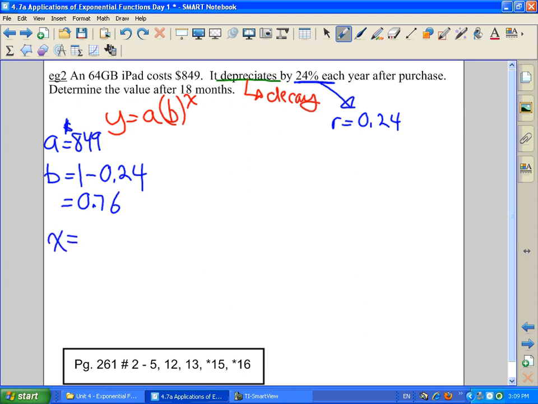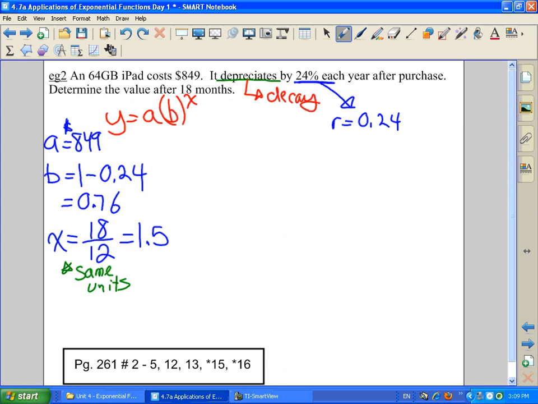Remember that it says it depreciates 24% each year, but then it says determine the value after 18 months. Just remember we have to have the same units here. So we're going to make it 18 months over how many months in a year? 12. So that's going to equal 1.5. So again, I'm just going to emphasize here, need to have same units.